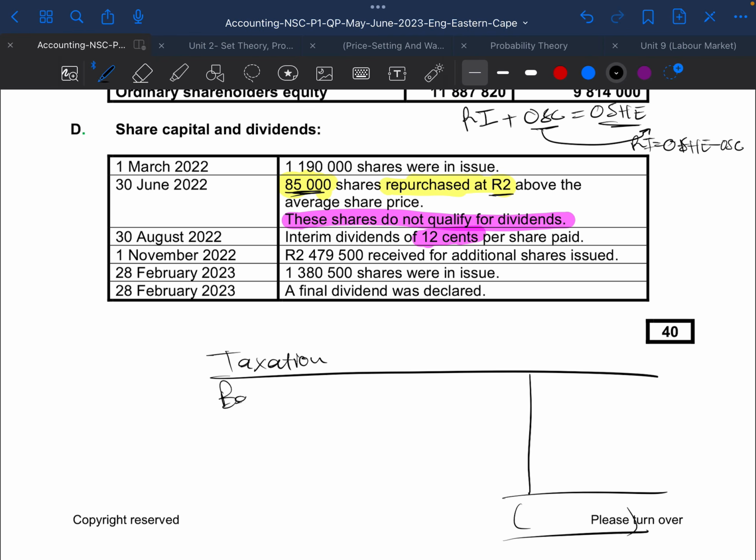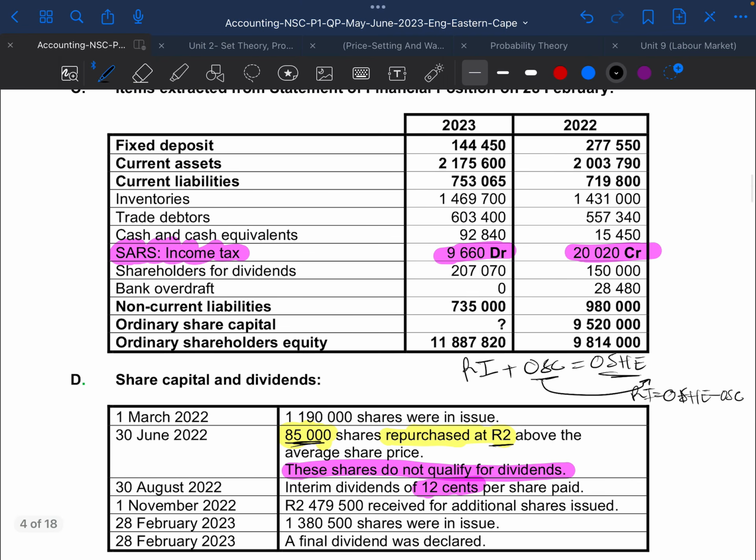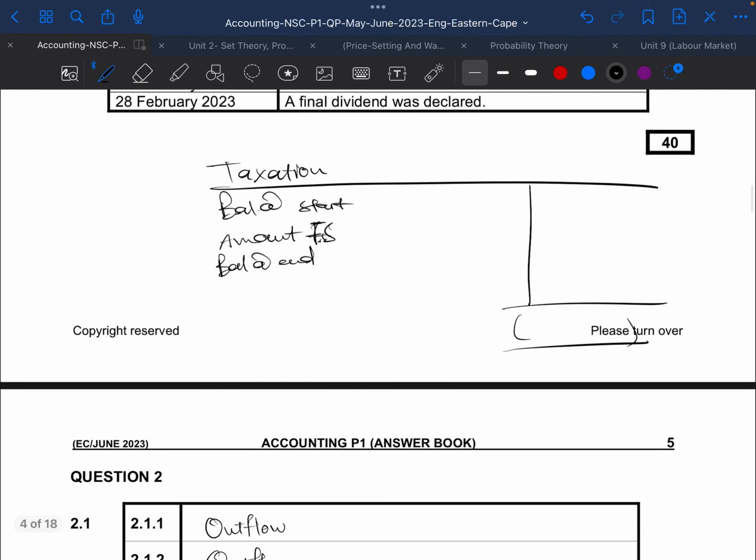So now we have balance at start, and then we have amount from financial statement. I'm just going to say FS, financial statement, and then we have balance at end. Okay, so our balance at start is 20,020, but it was a credit balance. That simply means we owed SARS. Remember that tax is a liability. If it's on the credit side, we owed SARS how much? 20,020. So it's going to be in brackets because we have to pay SARS 20,020.